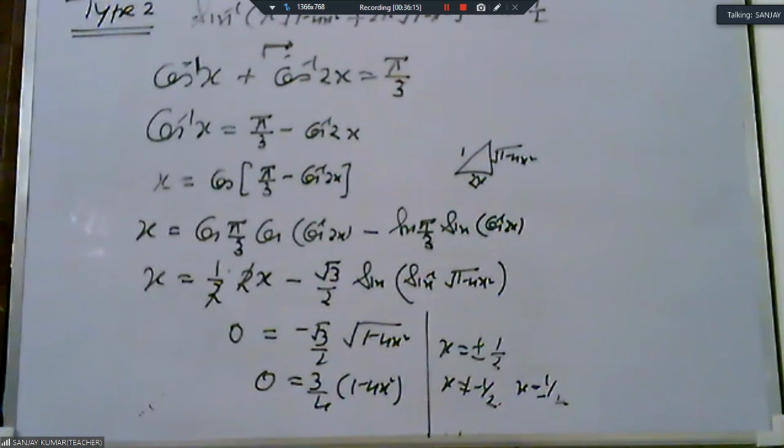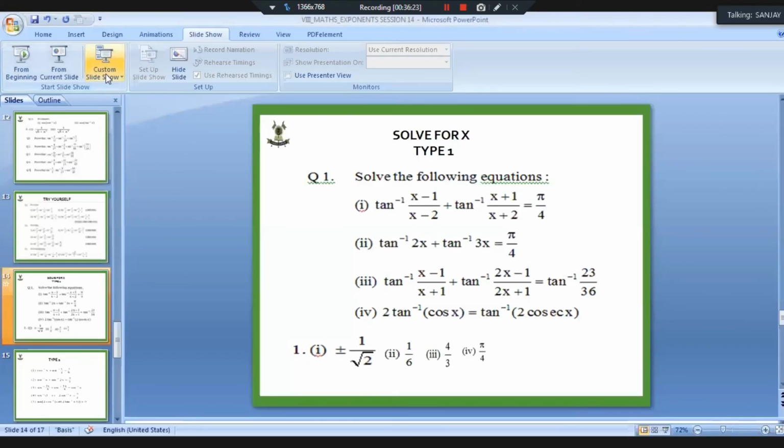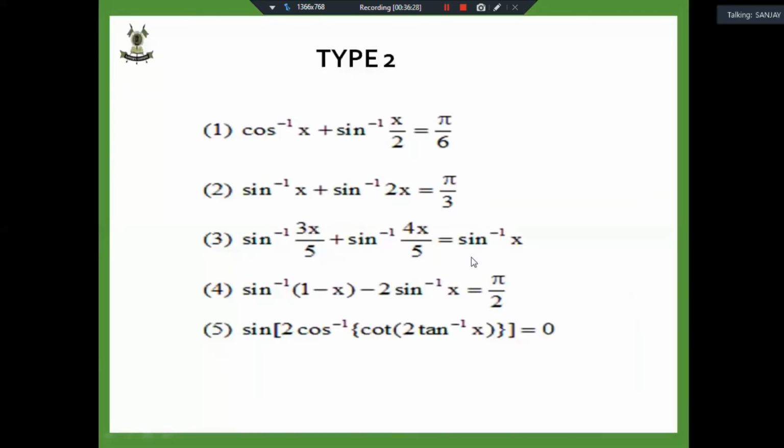Okay, now I'm giving you a question. Please start the second question and give the answer. I will see who gives the fastest answer. Please solve the second part, and 1, 3rd, 4th, 5th are the homework.